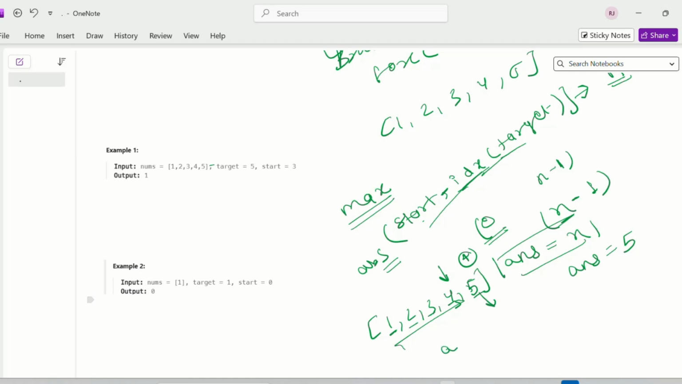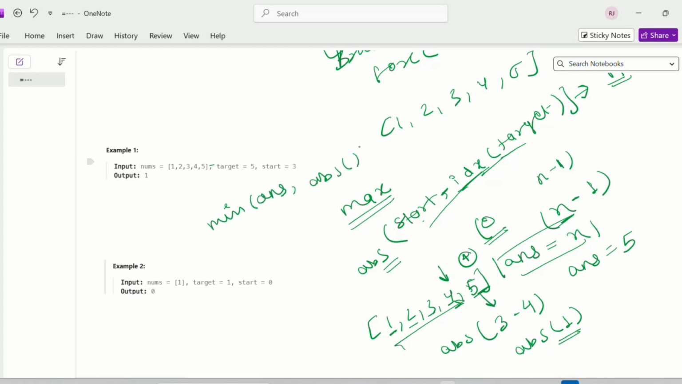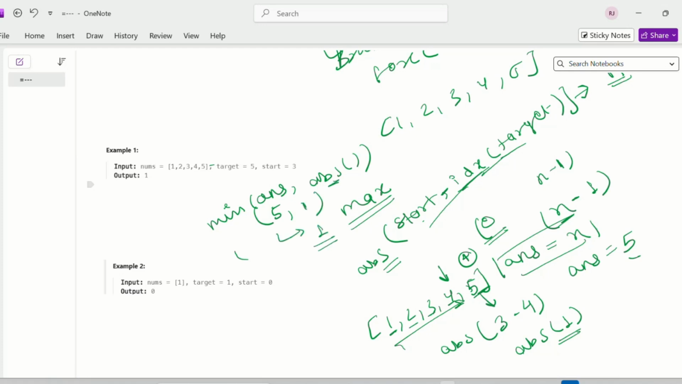So we find the absolute value for these two indices. It will be 3 minus 4, so it will be 1. And we take the minimum of answer comma the absolute value we got. The answer value is 5 and the absolute value is 1. So what will be the minimum value? The minimum value is 1. So we can return 1 as our answer.